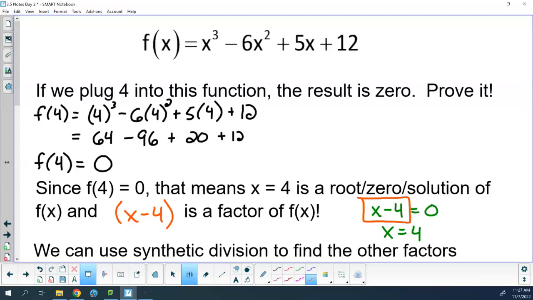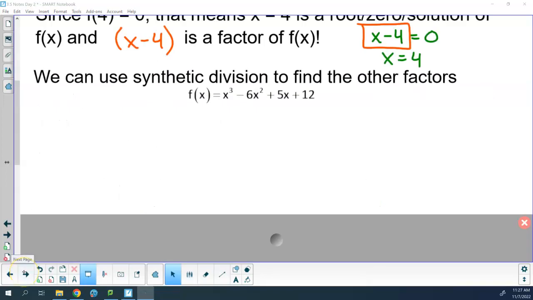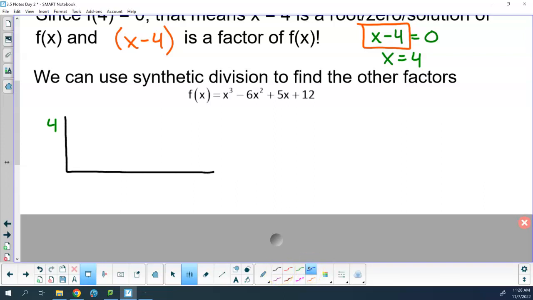With that being said, we can now use synthetic division because x minus 4 is that special linear factor, so we can use synthetic division to find the other factors. Well, we know that 4 is the zero. Let's go. We know that our coefficients are 1, negative 6, 5, and 12. Drop, multiply, add. Multiply, add, multiply, add. If it's a 0, which we proved that it was a 0, the very last number we shouldn't have a remainder.